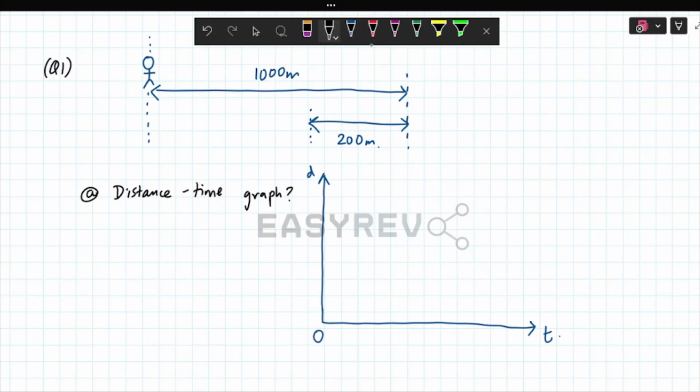Now, for the sake of simplicity, suppose that Tufi travels with constant speed during this entire motion, which is to say that he covers these 1,000 and 200 meters amounts of distances in equal intervals of time. So with this in mind, now let's look back to our scenario.